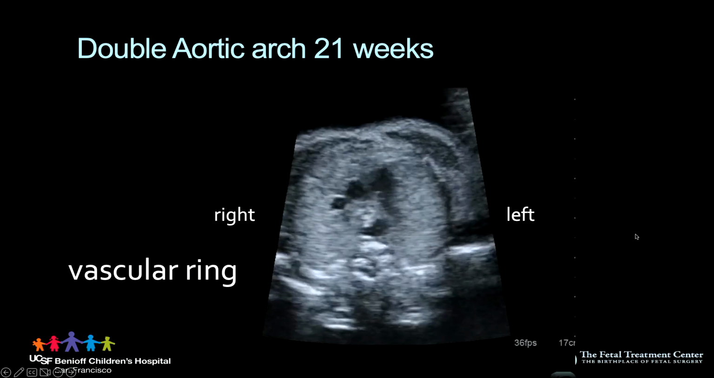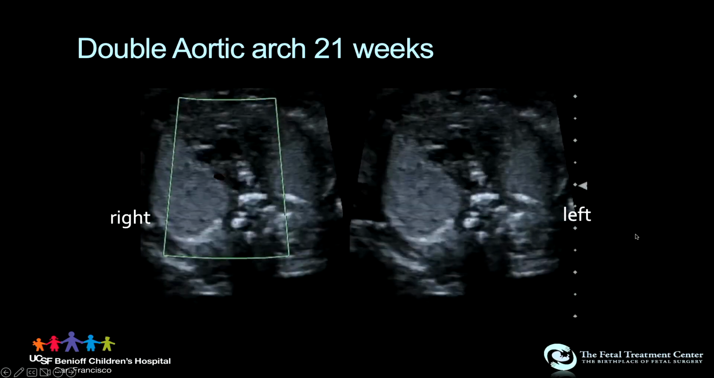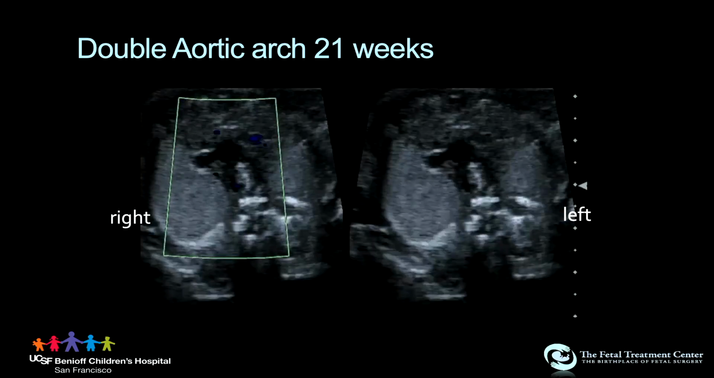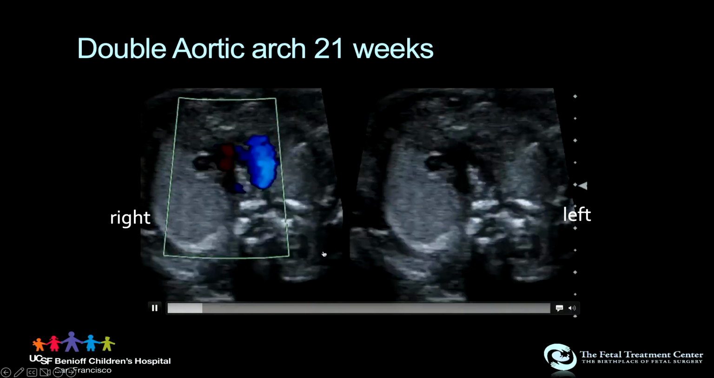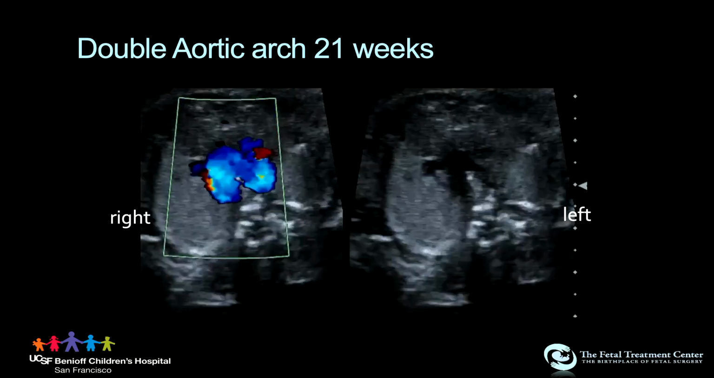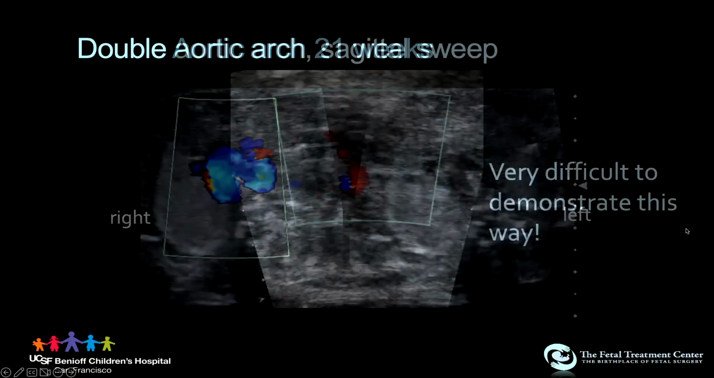And if you add color, it really helps in this situation because it kind of looks like what we call this donut sign, where the right and the left arch basically are encircling the trachea. And you can clearly see that here by color. So the axial view is very useful to diagnosing a double aortic arch. The sagittal view is actually not that helpful in diagnosing a double aortic arch.